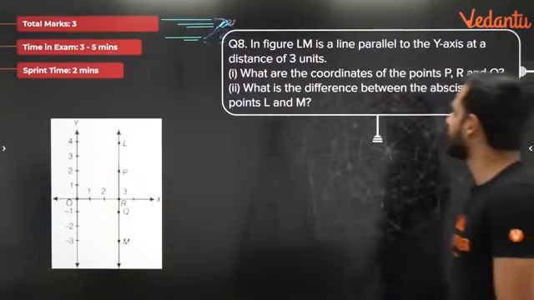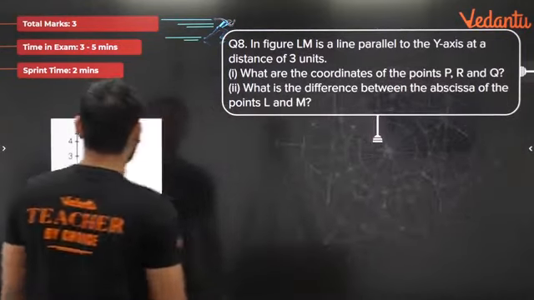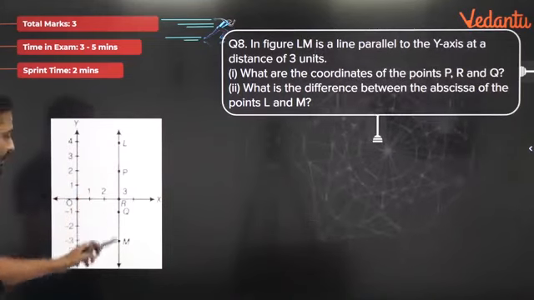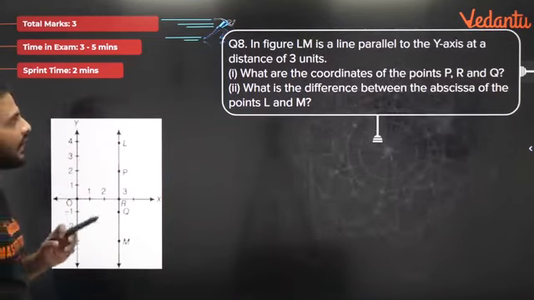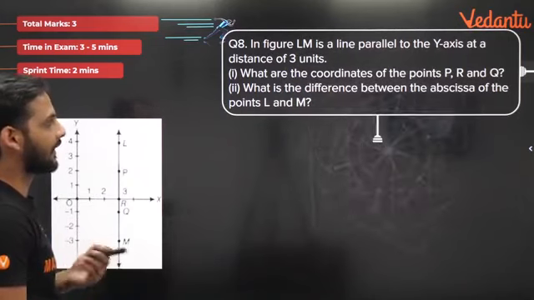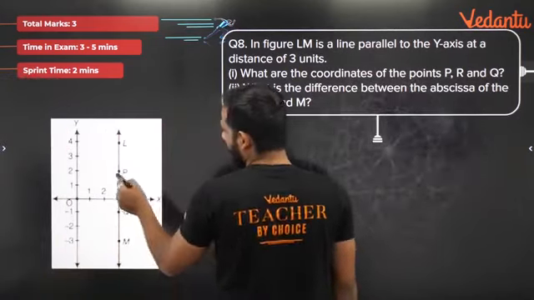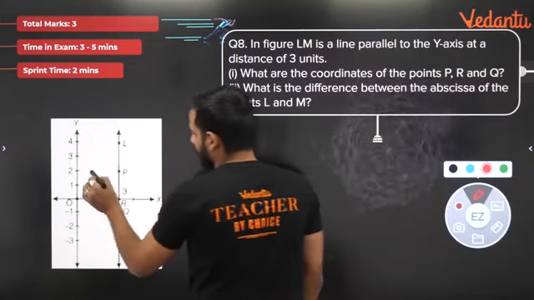In the figure, LM is a line parallel to y-axis at a distance of 3 units. Okay, so y-axis is here at a distance of 3 units. We have drawn the line LM. Okay, what are the coordinates of P, R and Q? Just look here. P is here.